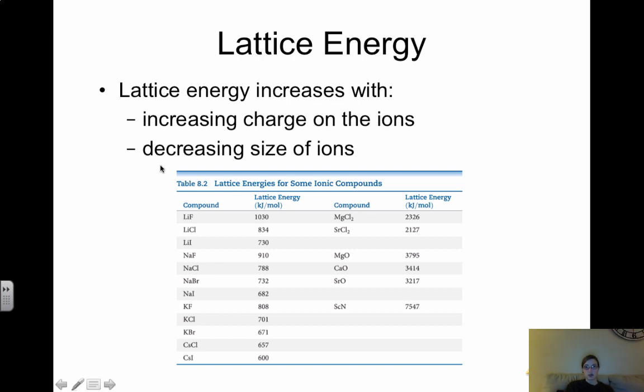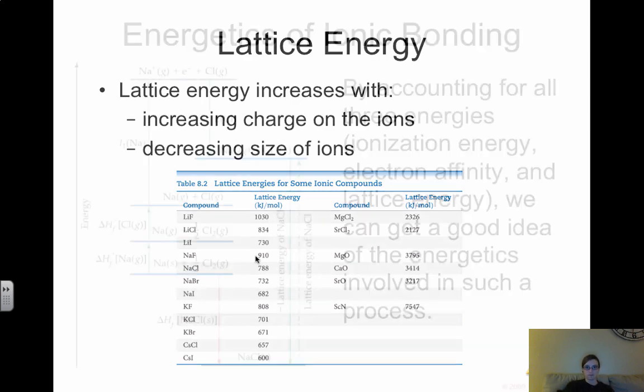And it also increases as the size of your ions decreases, because that means they're going to be closer together. That bond is going to be stronger, so it's going to be harder to break. So remember, lattice energy is the energy required to break that bond within the ionic compound. And then we're going to focus on the opposite.